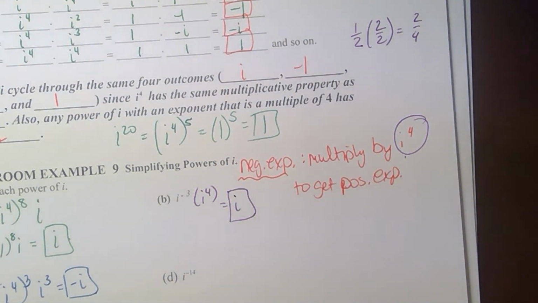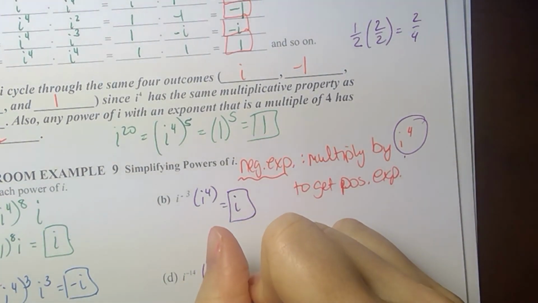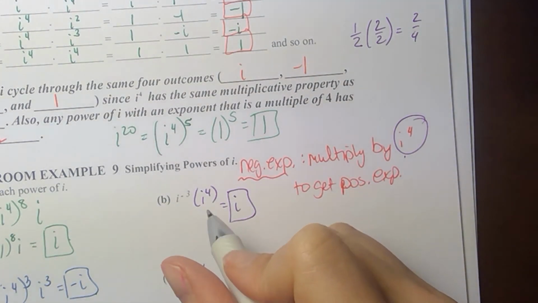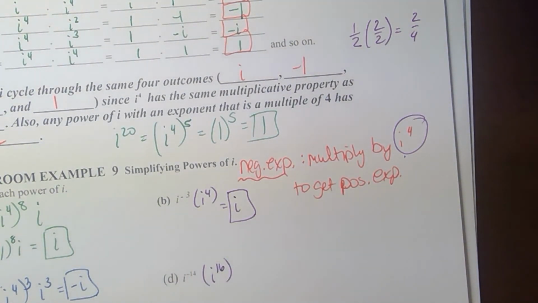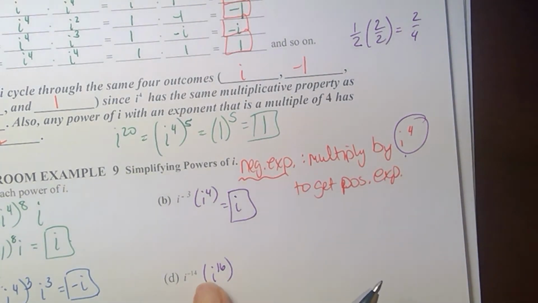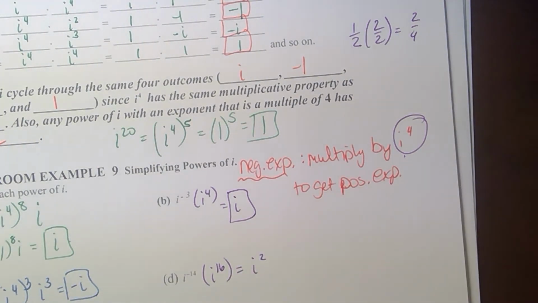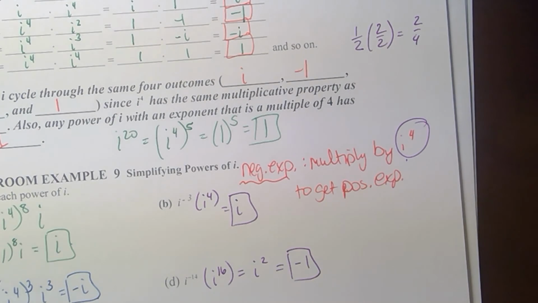Okay, let's do the next one. i to the -14th. Well, I need to pull in more i to the 4ths here. 4 times 4 is 16, right? So i to the 16th. i to the 16th is i to the 4th 4 times. And if I add my exponents here, -14 and a positive 16 is i squared. And we know that i squared is -1.